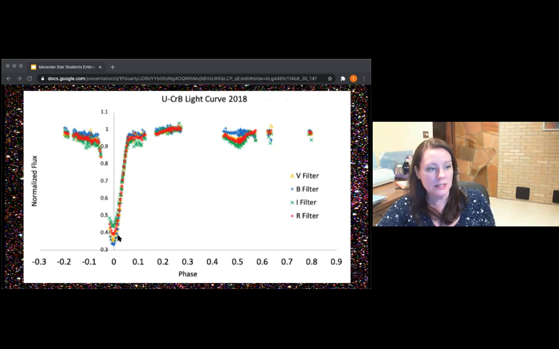And so what you can see is down at the bottom here, the lowest in the primary eclipse is actually from the blue filter. And so what that indicates is that we've got a primary star that's going to have more blue light and a hotter temperature. And then up here in the secondary eclipse, you can see that we've got the infrared and the red actually have the largest dips. And that gives us information about the secondary star being the cooler of the two stars.